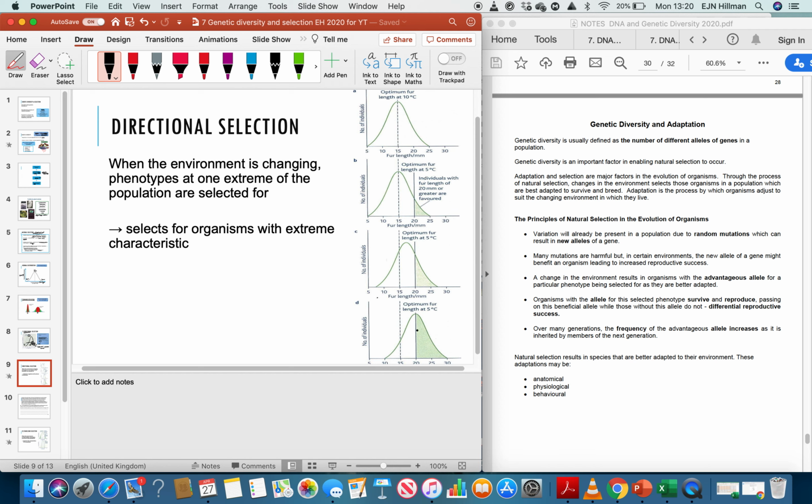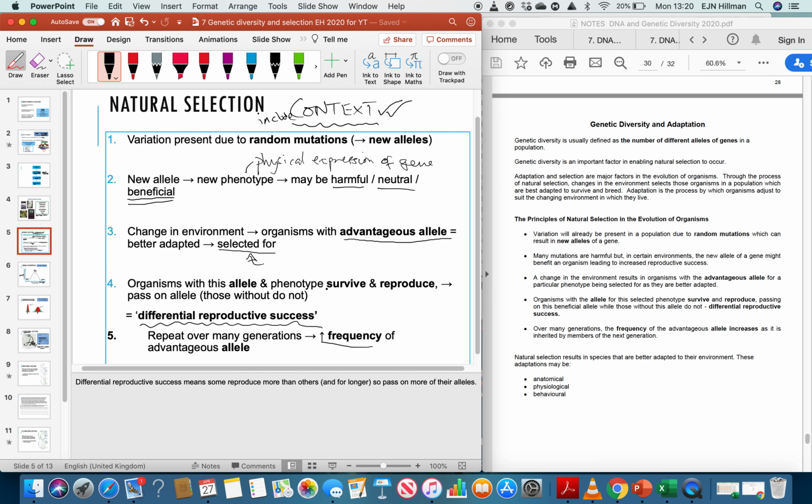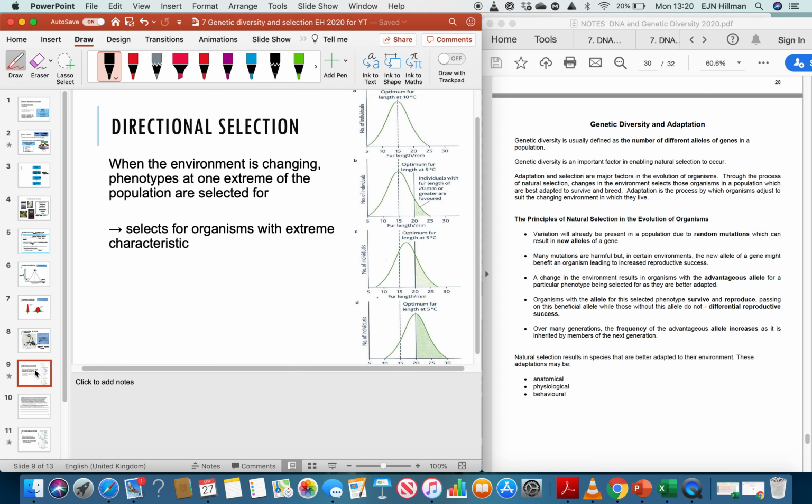Okay, here we can see that drawn for you. So when the environment is changing, phenotypes at one extreme are selected for. Give the details of how that would happen using this framework. And it selects the organisms with the extreme characteristic, or I prefer phenotype actually to characteristic. Okay, so in this case, they're selecting for the longer fur length as that extreme.